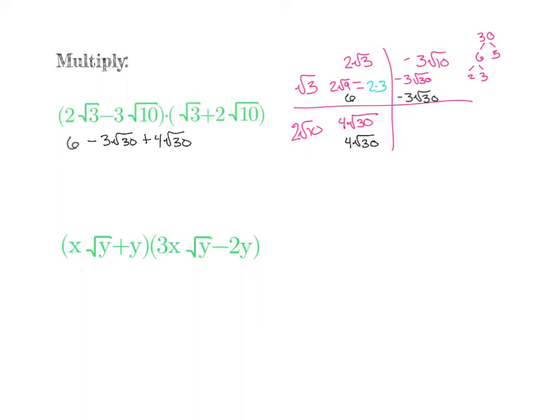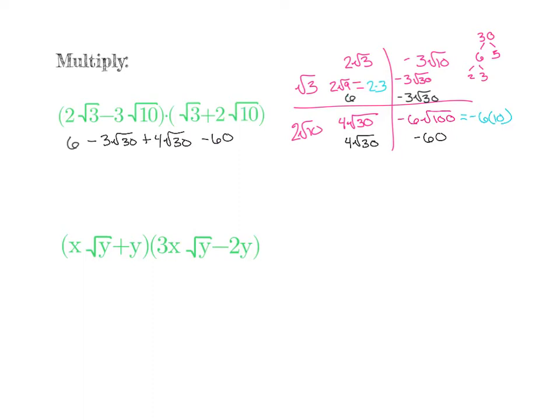And then finally multiply the bottom right corner. So we have negative 3 times 2, which gives us negative 6, times the square root of 100. That simplifies to negative 6 times 10, which is going to give us the answer of negative 60.